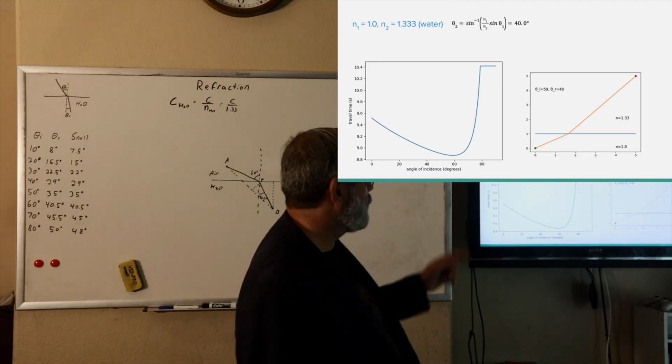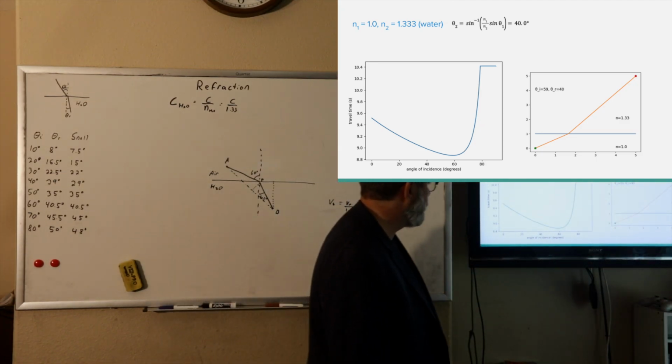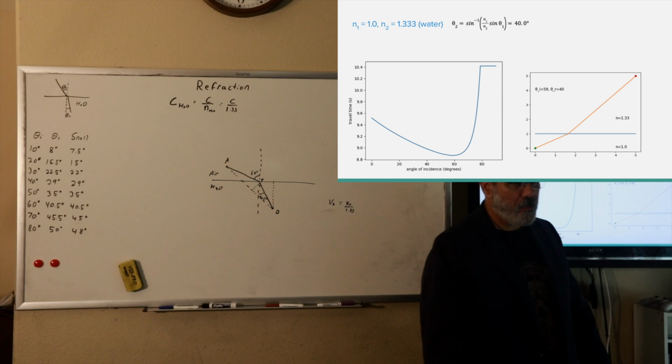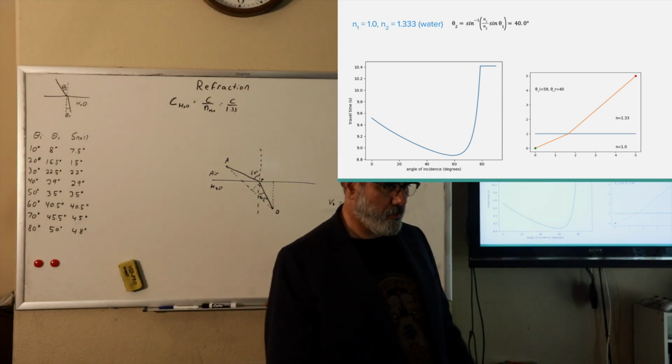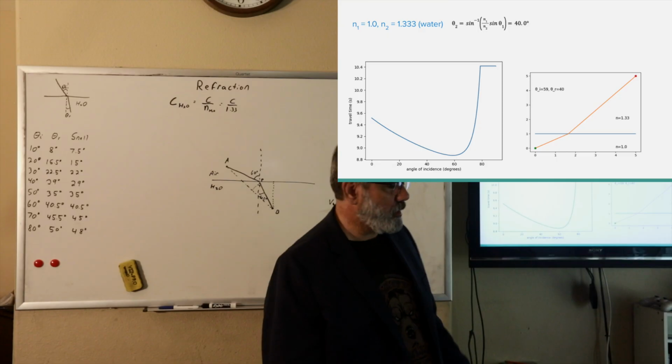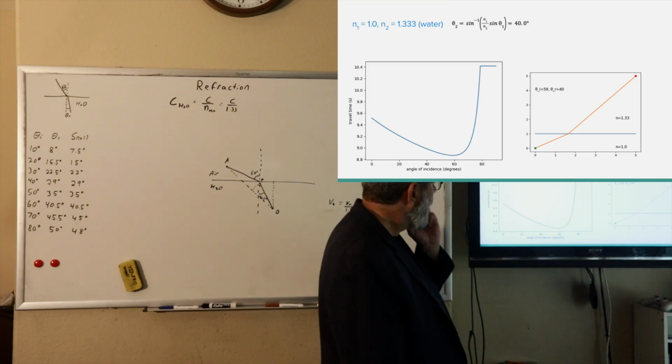That was for air. This is for water. So now we set the index of refraction to be 1.33. That is the observed speed of light in water. We would divide the speed of light in vacuum by 1.33, and that would give us the speed in water. What do we find then?